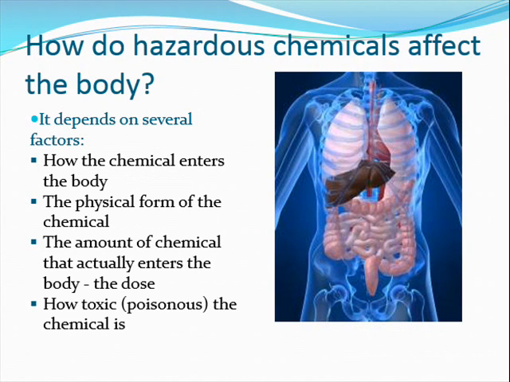How do hazardous chemicals affect the body? It depends on several factors: how the chemical enters the body, the physical form of the chemical, the amount of chemical that enters the body, or the dose, and how toxic the chemical is. A poisonous chemical will not do any harm to you, obviously, if it does not enter your body.